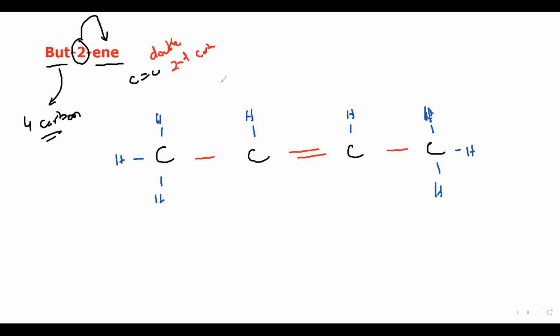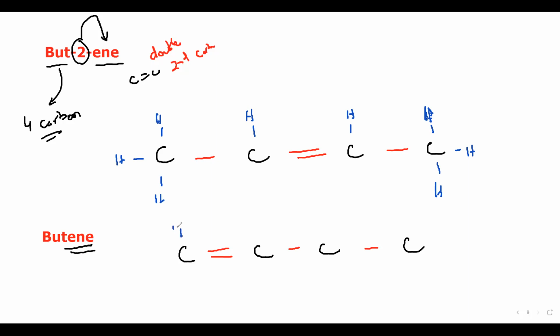If it were written butene only, what does it mean if the number is not mentioned for a double bond? If any number is not mentioned, it means the double bond is with the first carbon. So first we will draw bute, meaning 4 carbons. And because there is no number mentioned for a double bond, the double bond is between the first 2.